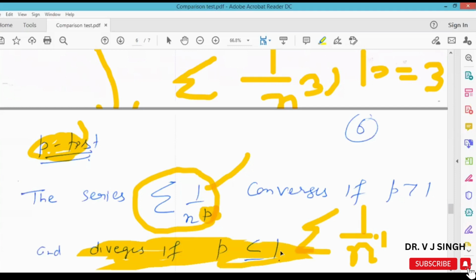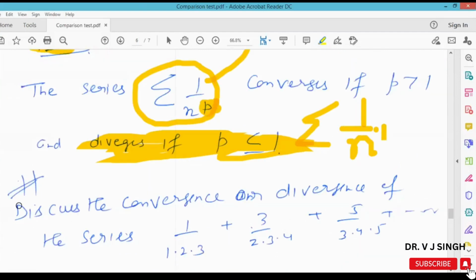अब लास्ट क्वेश्चन है, इसको ध्यान से समझें. Last question: how to apply these two tests to check the convergence and divergence of the series. Now all the questions on sequence and series will have only one line written: discuss the convergence and divergence of the series. Nothing written other than this. Only one line is there: discuss the convergence or divergence of series.